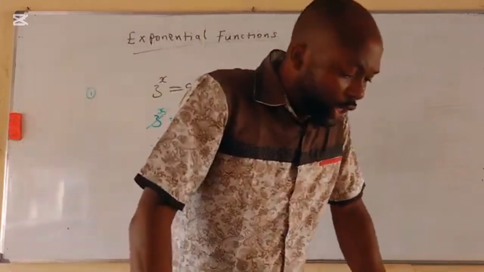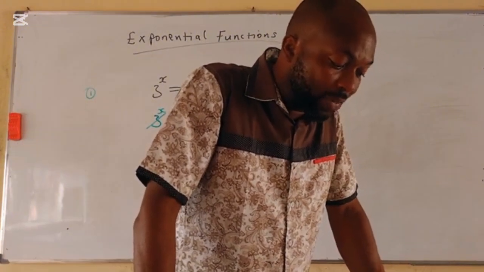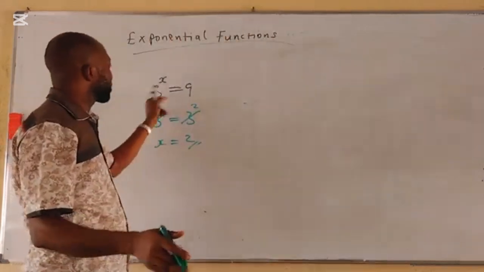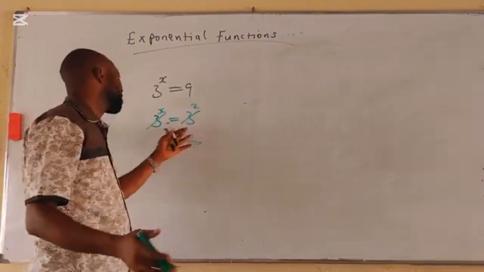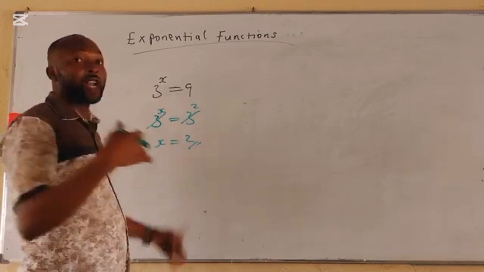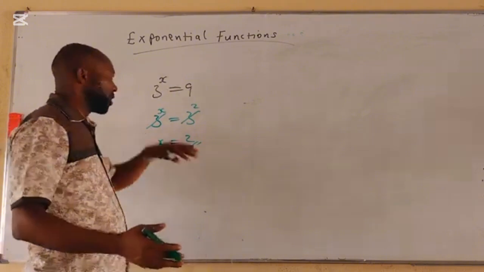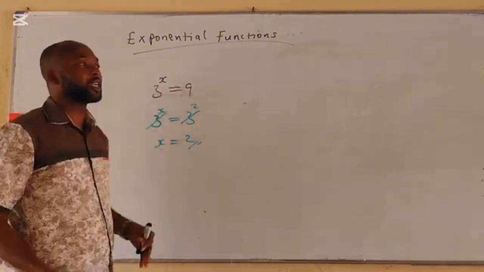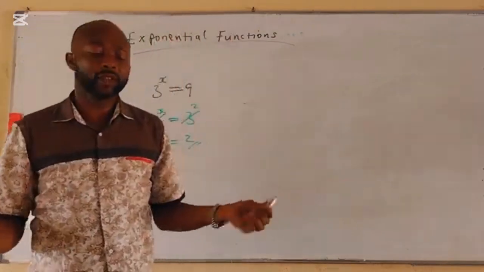The unknown can also be at the base. Such an equation can only be solved if both sides can be expressed in the same base. That is the only time I can solve it. If I can't express them to the same base, then I can't solve it. So in an exponential function, there will always be an unknown which you are looking for, x, y, z, whatever it is. But the fact here is, if you can bring both sides to have the same base or the same index, good. Then you can get to your answer.